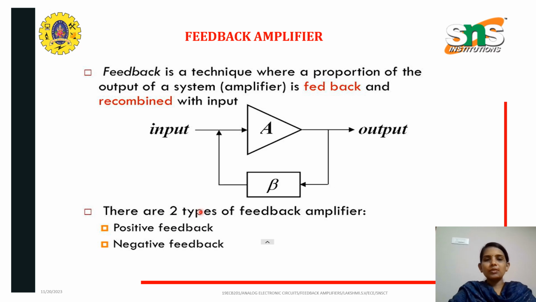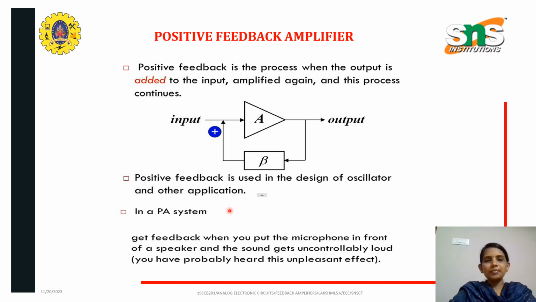There are two types of feedback. One is positive and the other one is negative. Positive feedback means the feedback signal and the input signal will be in phase, so the input signal and the feedback signal are added and given to the amplifier section. Whereas in negative feedback, the input signal and the feedback signal will be out of phase, so the feedback signal is subtracted from the input and given to the amplifier section. So this is the positive feedback.